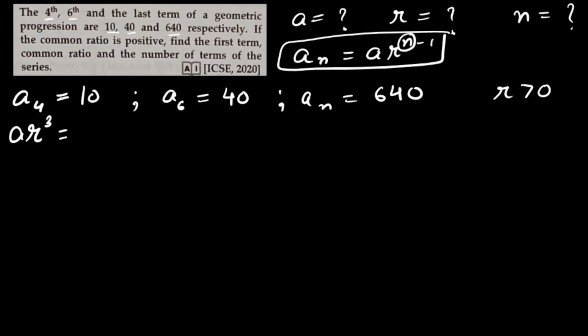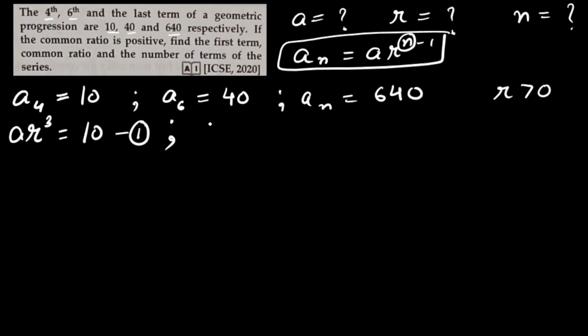So you can always remember whichever term's formula. Suppose I have to write the 10th term's formula, it will become a into r to the power 9, one less than that number. So directly also you can remember this way. So that way the fourth term's formula is a into r to the power 3, which is equal to 10. So I'll say this one is my first equation.